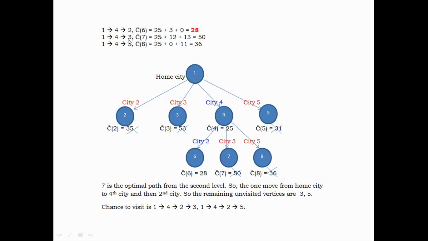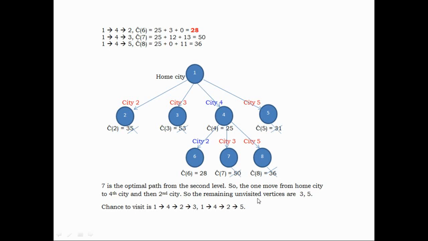1 to 4 to 3, C cap of 7 equals 50. 1 to 4 to 5, C cap of 8 equals 36. Out of these three values, 28 is the minimum. We are discarding C cap of 7 and C cap of 8. Now 6 is the optimal path from the second level. So we move from home city to the fourth city and then the second city.